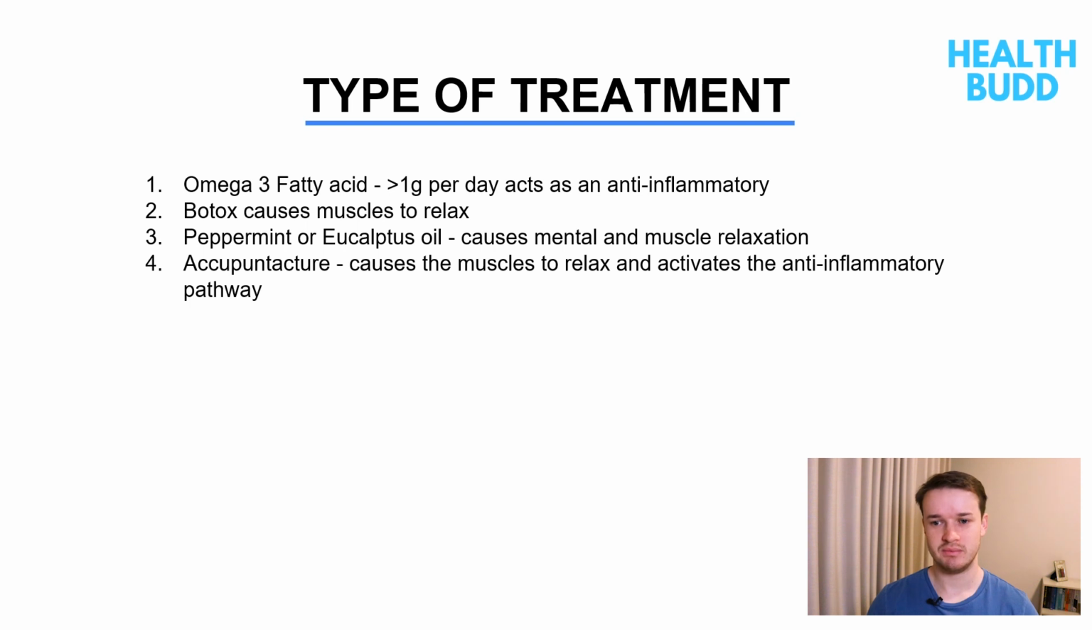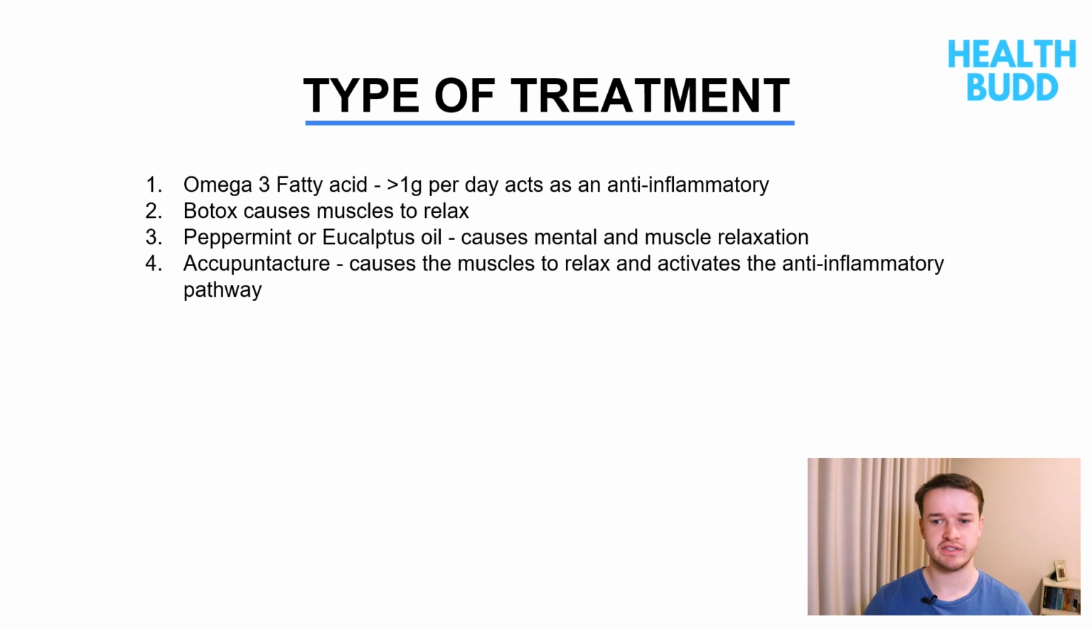The first were omega-3 fatty acids, which you can get from foods like fish and over-the-counter supplements. Having 1 gram a day acts as an anti-inflammatory and can reduce pain. The second type of treatment he mentions is Botox. This is specifically related to the muscle tension-based headaches. So we can get Botox into the muscle that causes the muscle to relax, and this can relieve those muscle tension-based headaches for long periods of time.